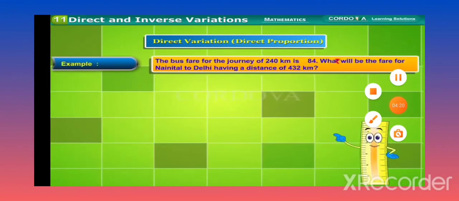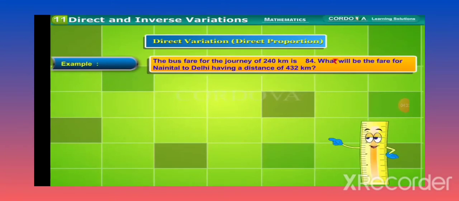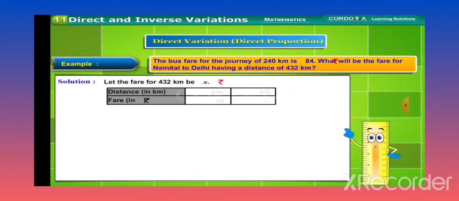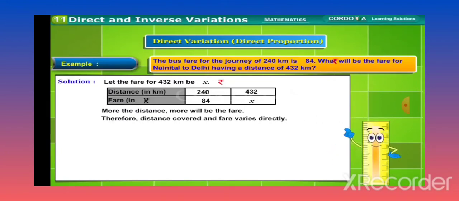Example: the bus fare for a journey of 240 kilometers is rupees 84. What will be the fare from Nainital to Delhi, having a distance of 432 kilometers? Solution: let the fare for 432 kilometers be rupees x. Distance in kilometers 240, fare in rupees 84. Distance in kilometers 432, fare in rupees x. The more the distance, the more will be the fare. Therefore, distance covered and fare vary directly.